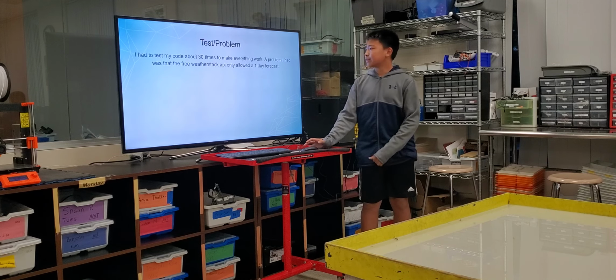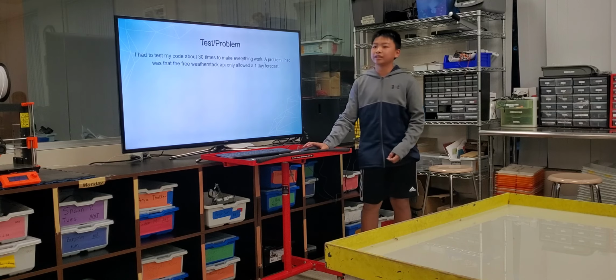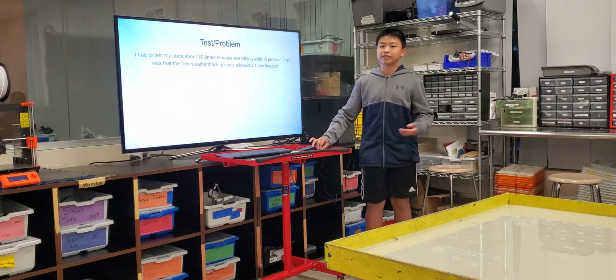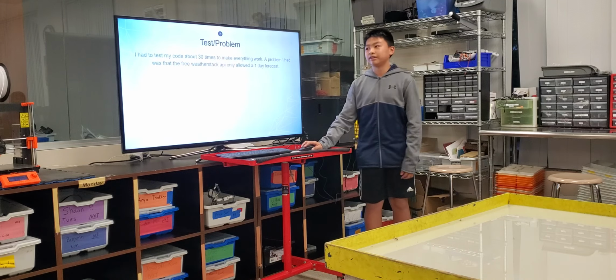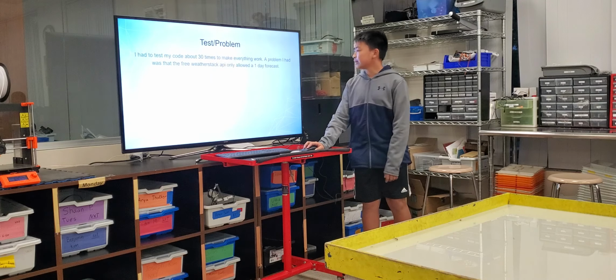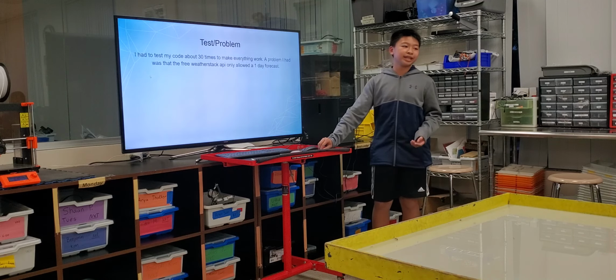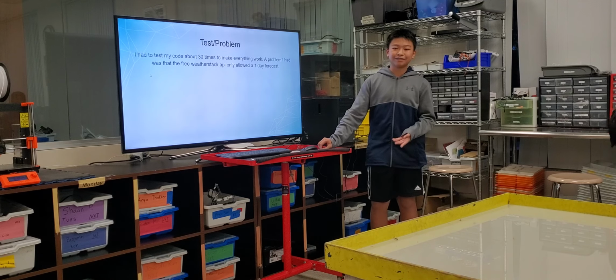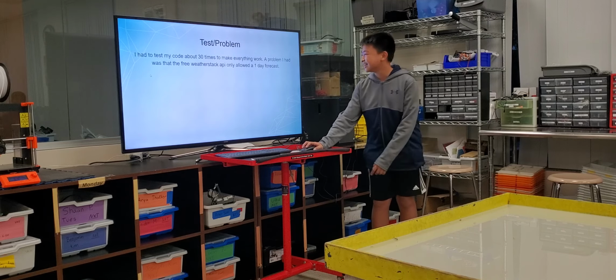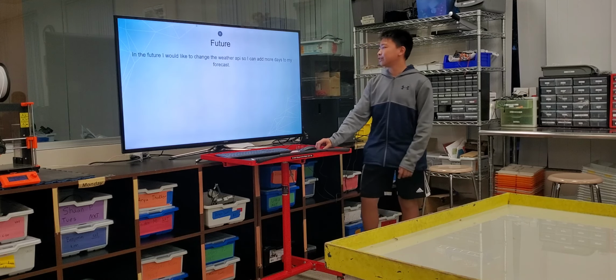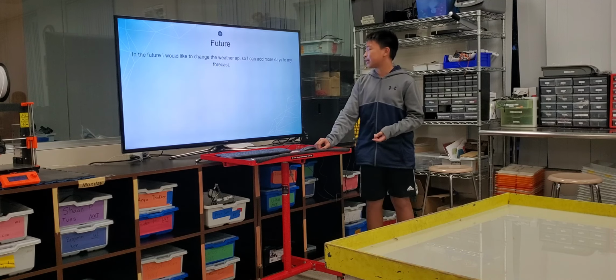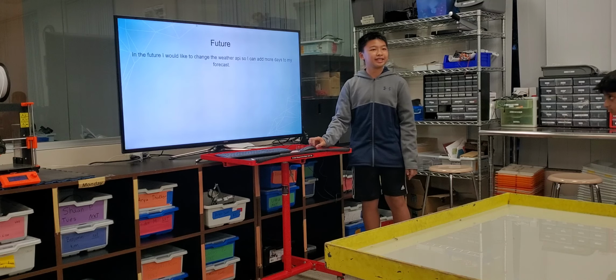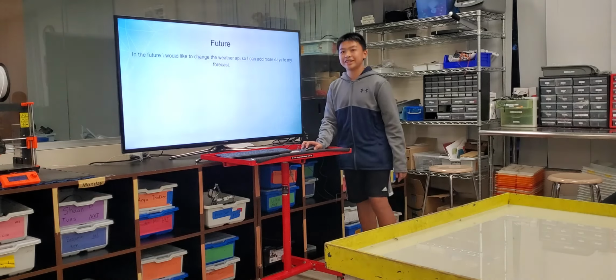So I just tested my code about 30 times to make everything work. Just trial and error, learning the new API stuff. And then the problem I had was that the free WeatherStack API only allowed 1 day. So instead of what's supposed to be a 10-day forecast, it's 1 day. It's really sad. And then in the future I'd like to change the weather API so you can add more days to my forecast. There's probably better ones out there for free.